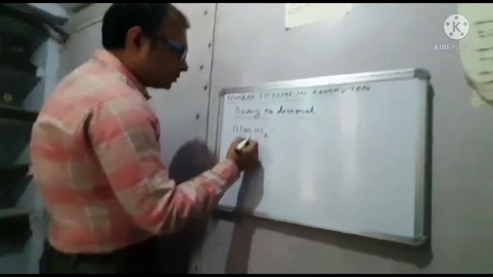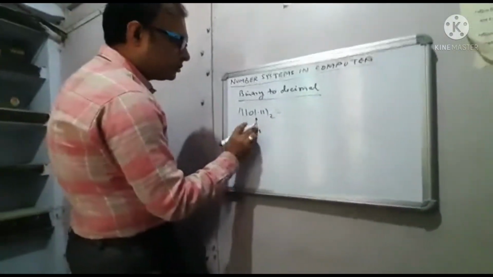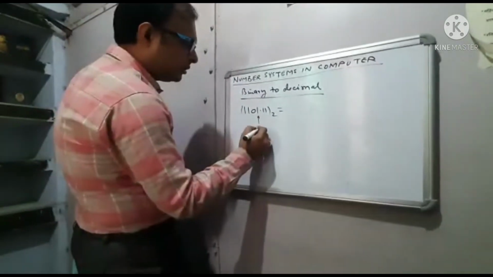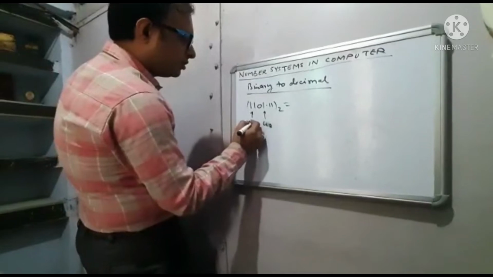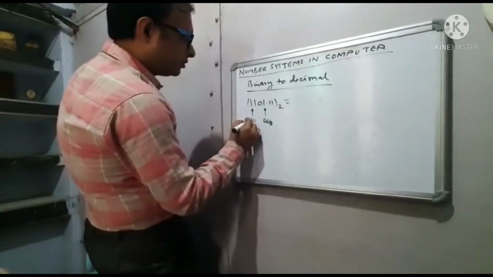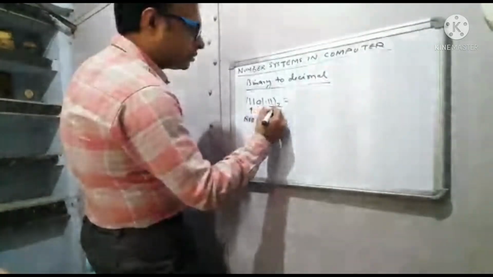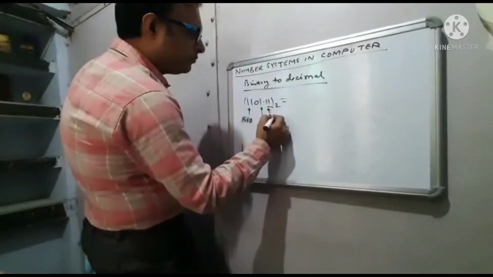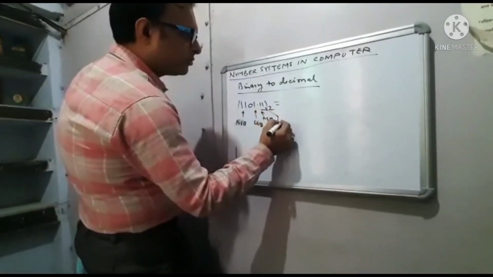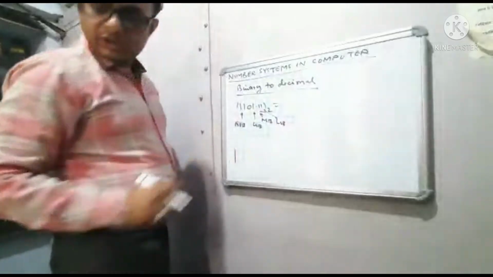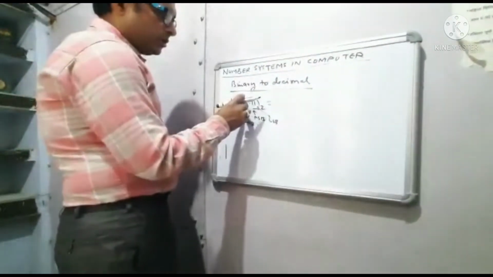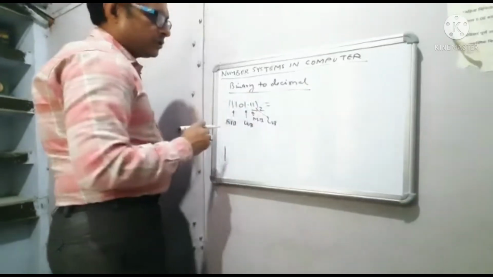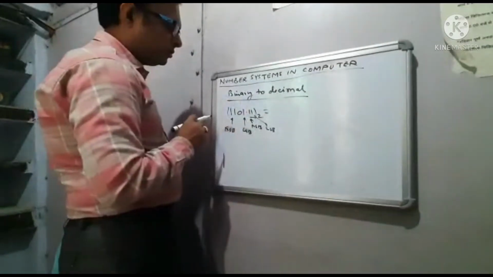We take the digits from the least significant bit. This is the least significant bit of the integer part, and this is the most significant bit of the integer part. Similarly, for the fractional part, this is the most significant bit, and this is the least significant bit. So let us convert the binary number to the decimal number in parts: first the integer part and then the fractional part. The integer part is 1101.